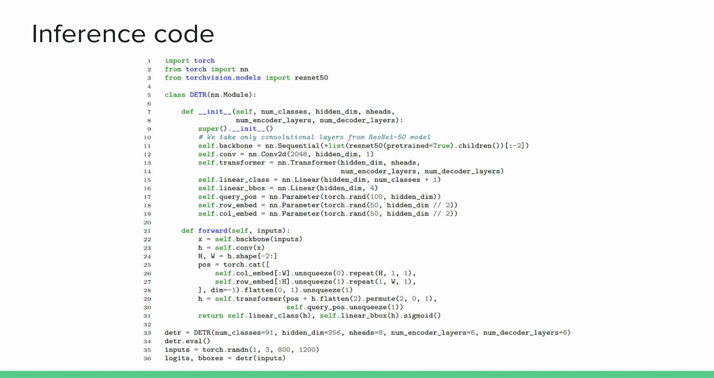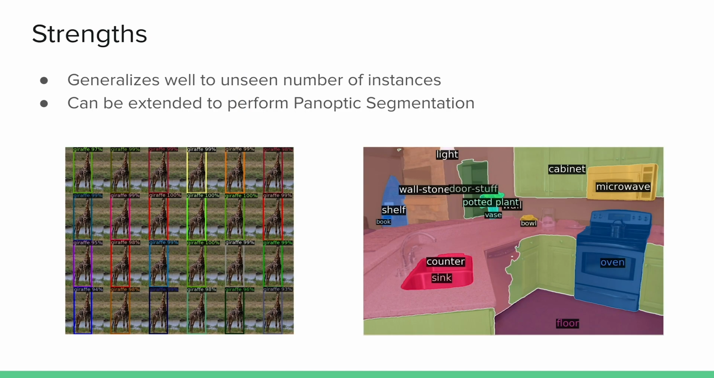The inference code for this is, I would say, quite overseeable. It's pretty short, and you can try this. There are a bunch of implementations of these detection transformer networks where you can just play around and feed your own data to a pre-trained model and see how well it goes.